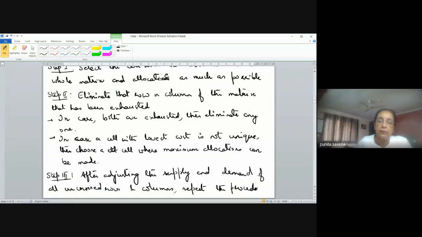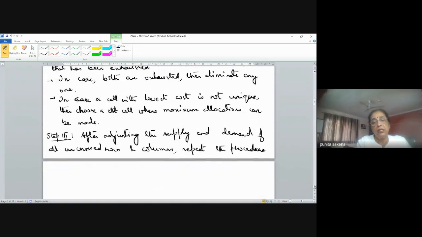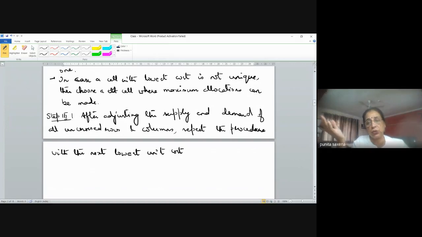Of course, once you have crossed the rows and columns, obviously we will not consider those cells. So that means we repeat the procedure with the next lowest unit cost. In the remaining uncrossed cells, we see what is the next lowest unit cost. Then we repeat the procedure again and again.